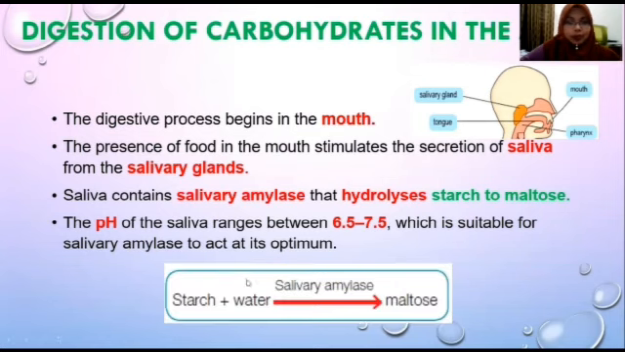Okay, so this is the equation that happens in our mouth. Starch plus water with the presence of salivary amylase, so it will form maltose. So maltose is a simpler sugar compared to starch. You still remember in chapter 4, starch is polysaccharide while maltose is disaccharide. So this is the process of hydrolysis because of plus water. Okay, next.